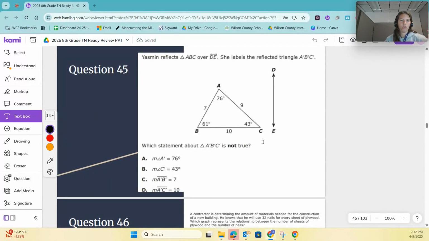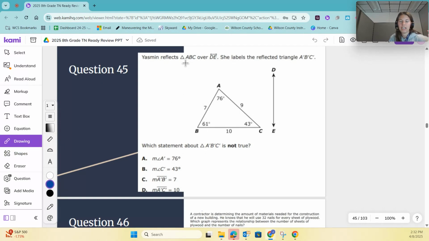Today we'll be going over TNReady review questions 45 through 48. Okay, question 45 says Yasmin reflects triangle ABC over line DE. She labels the reflected triangle A prime, B prime, C prime. Which statement about triangle A prime, B prime, C prime is not true?